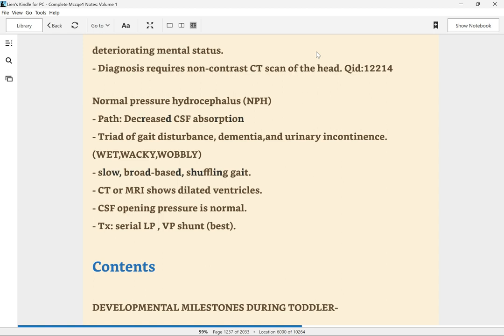Normal pressure hydrocephalus, NPH. Pathogenesis: decreased CSF absorption. Triad of gait disturbance, dementia, and urinary incontinence: wet, wacky, wobbly. Slow, broad-based, shuffling gait. CT or MRI shows dilated ventricles. CSF opening pressure is normal. TX: serial LP, VP shunt best.